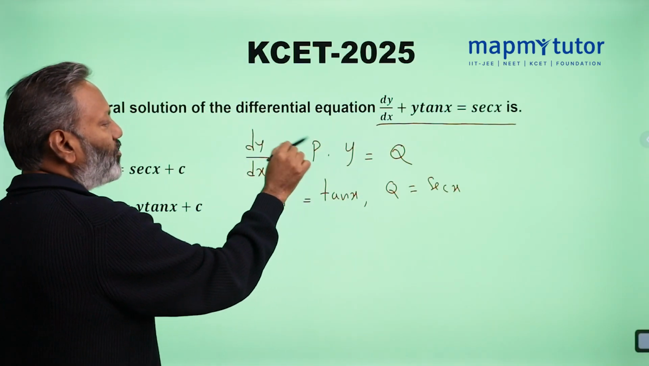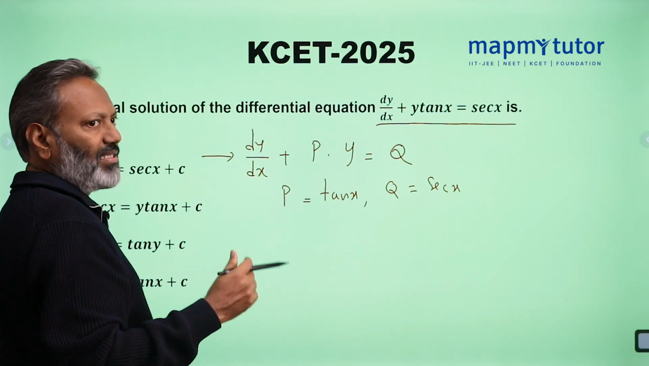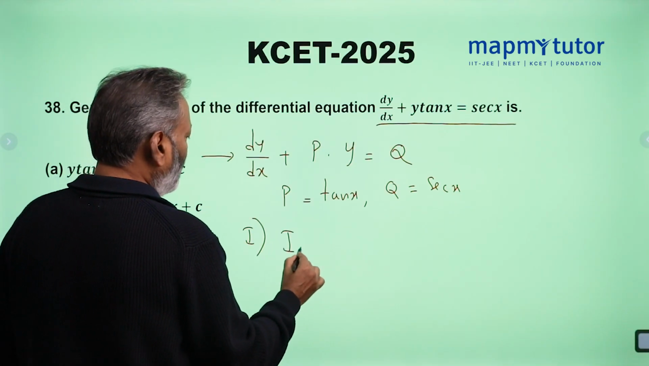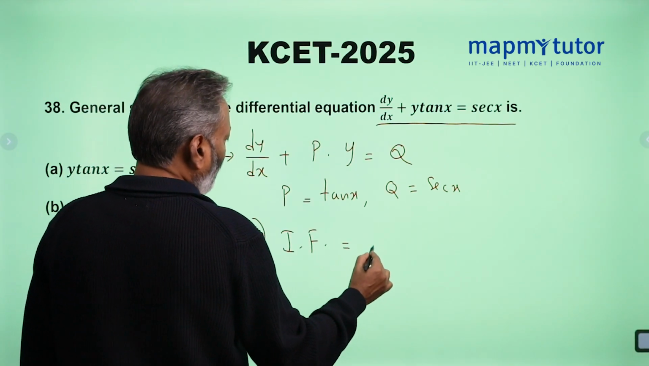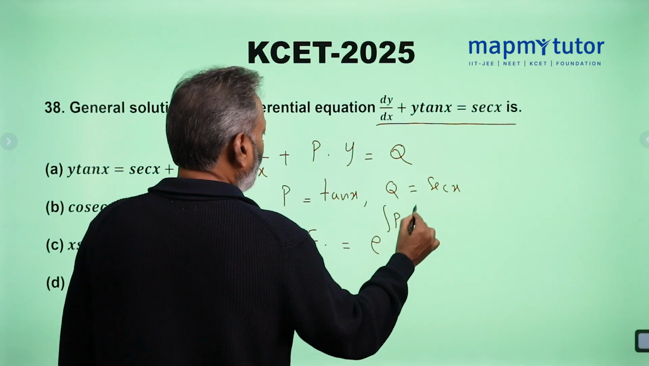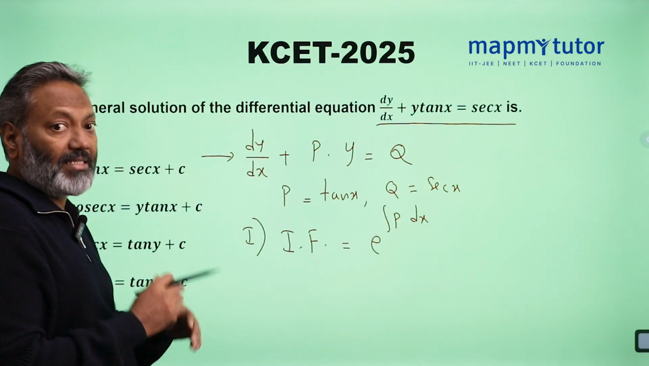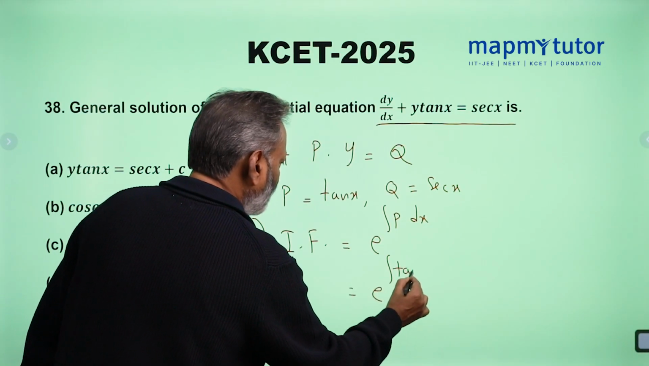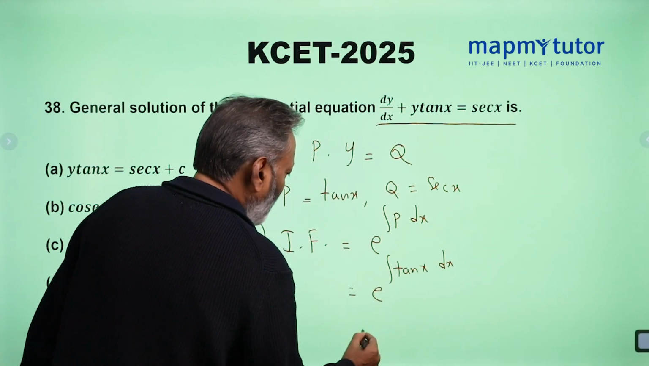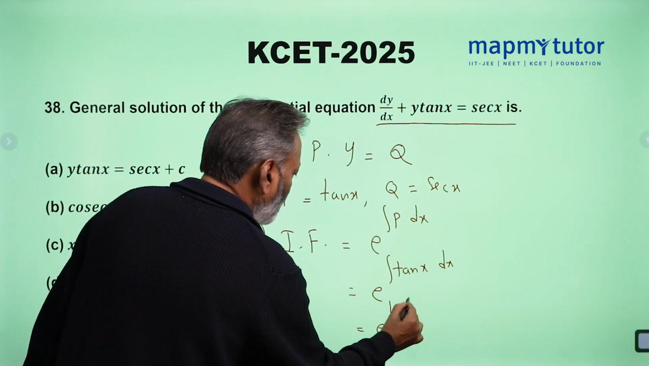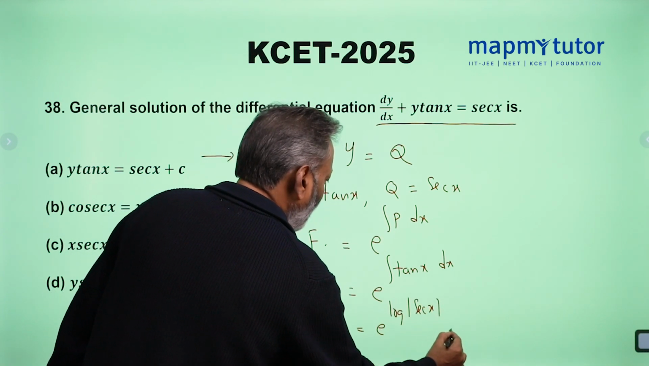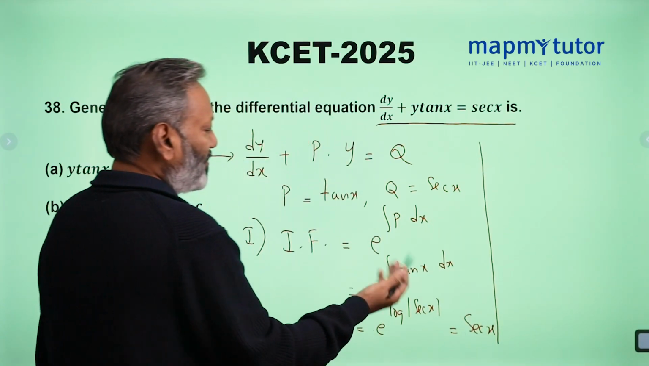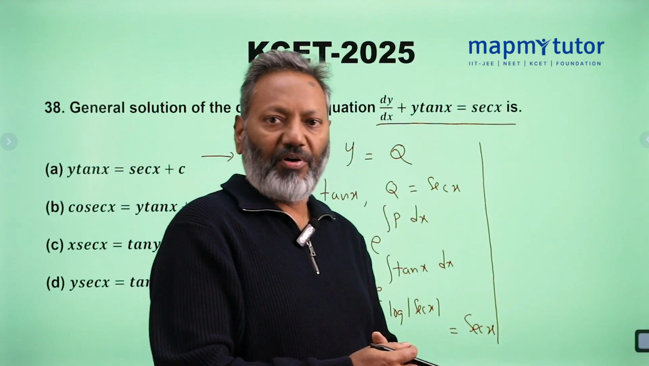And what is the solution? How to solve this equation? There is a method, step by step. Step 1, you have to find the integrating factor. The formula is e power integral p dx. This is step 1. Now, if I replace p with tan x, e power integral tan x. What is integral tan x? Log mod secant x. And therefore it is secant x, because e power log of something, that something will appear. Okay, that is a rule from logarithms.